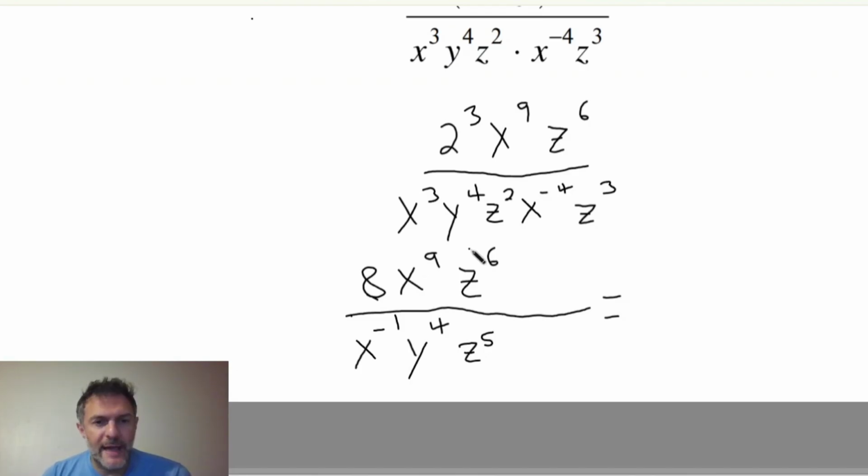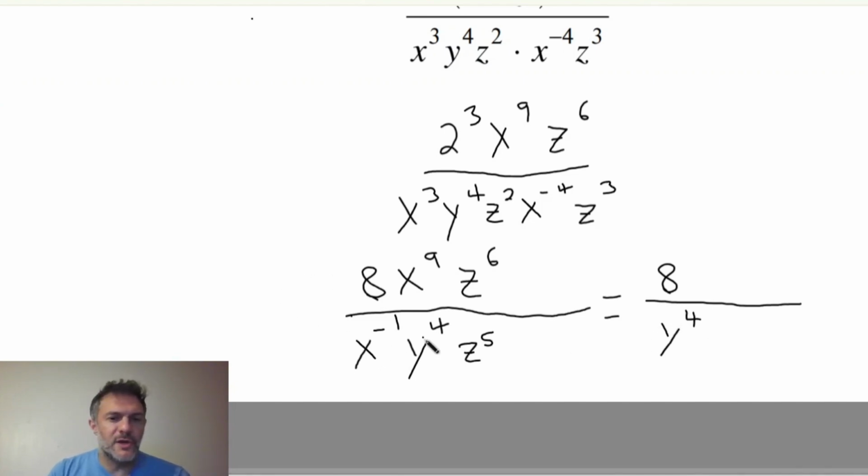I can subtract, and what I mean by that is the 8 and the y to the 4th, I'm going to write those first. Why? Because those aren't going to have any subtraction of exponents. There's no other y variable in this expression. There's no other numbers here.